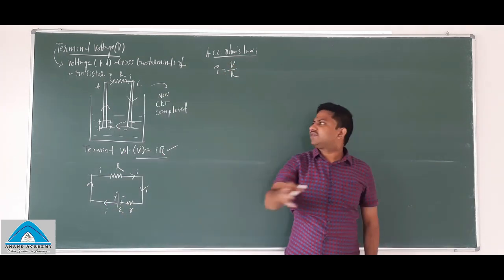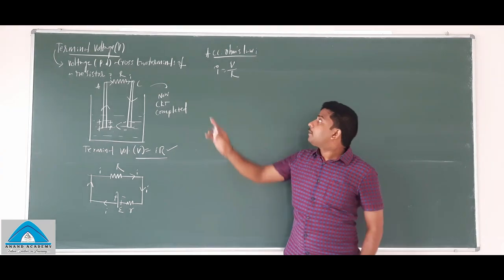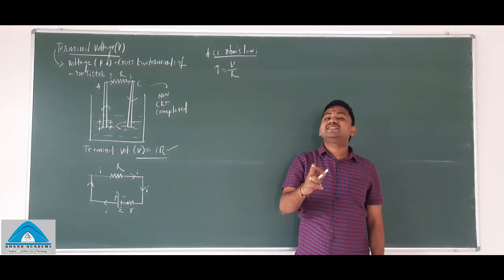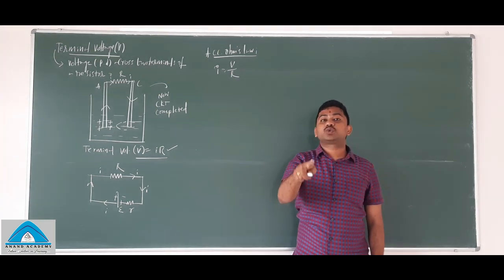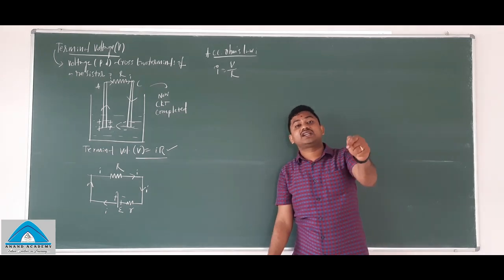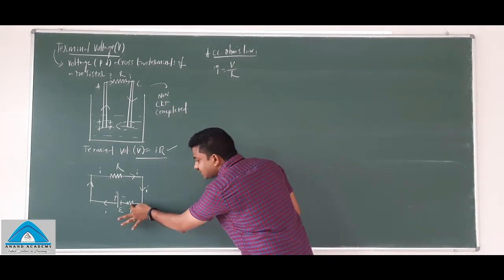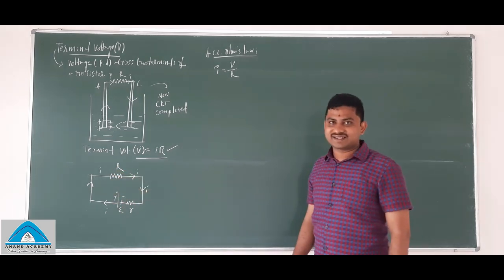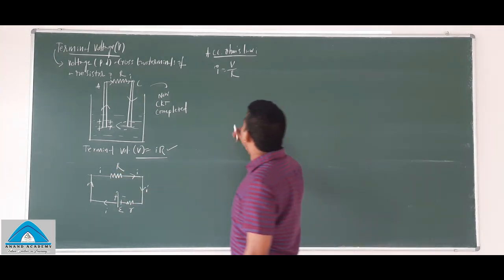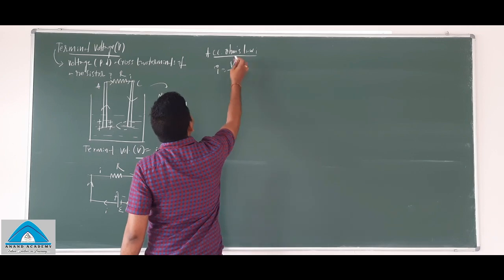V is the potential difference across the resistor, it's fine, but here R is the resistance which is the combination of external and internal, because there are 2 resistors here. So one is internal resistance, another one is external resistance. Okay, now let me write here V. So what is this V?